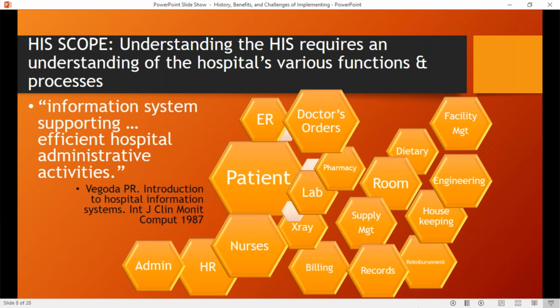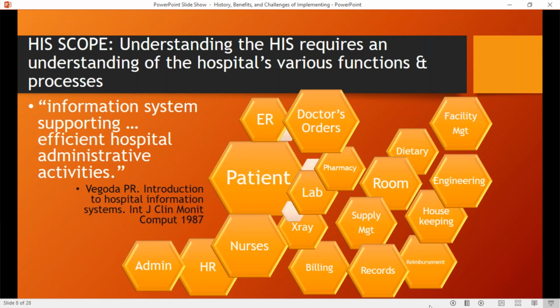In the background, again, you have other functions of the hospital. For example, if a patient gets admitted, a patient has to eat, right? So it's important for the hospital food to be available to the patient. And the dietary department has to have a good inventory and a supply management chain to guarantee a steady supply of food. For the room to be clean, it has to be managed efficiently by a facility management system, coordinating with the engineering of that building and the housekeeping departments.